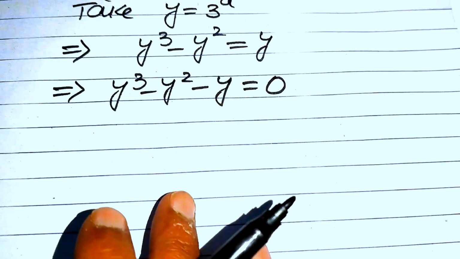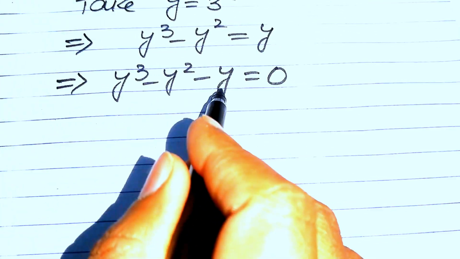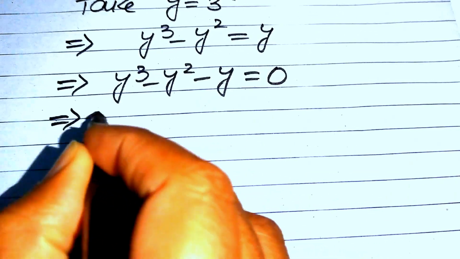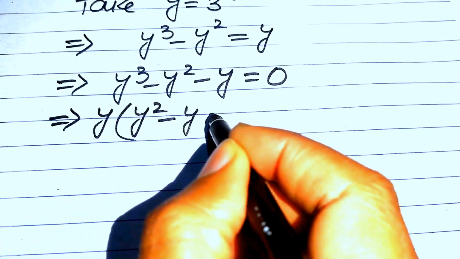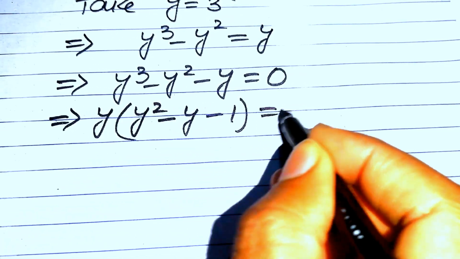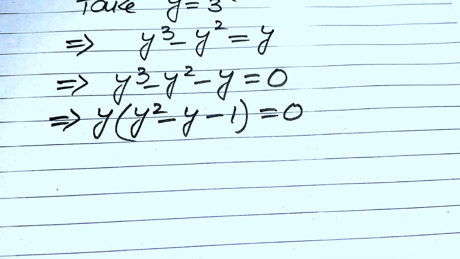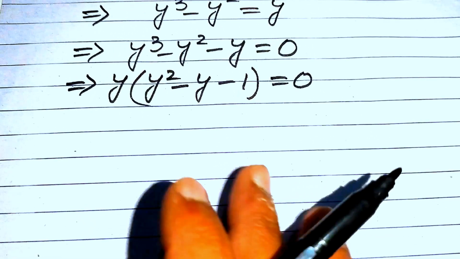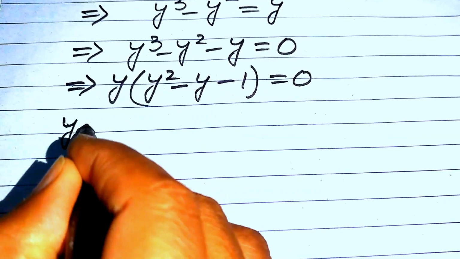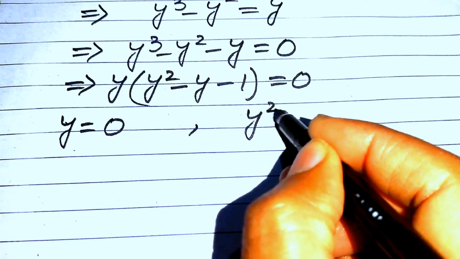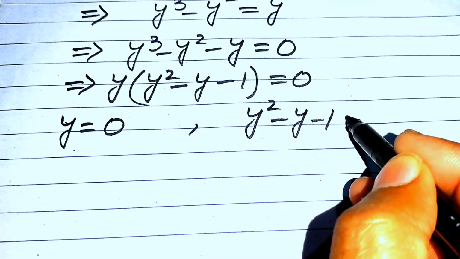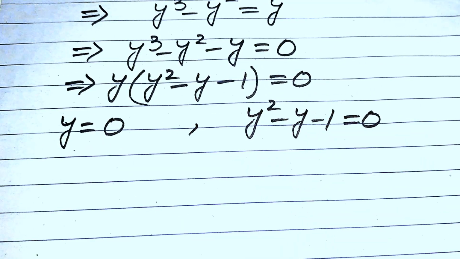Here we have y as the common term, so we take y common and we get y times y squared minus y minus 1 equals 0. Now we convert this equation into two parts. The first case is y equals 0, and the second case is y squared minus y minus 1 equals 0.